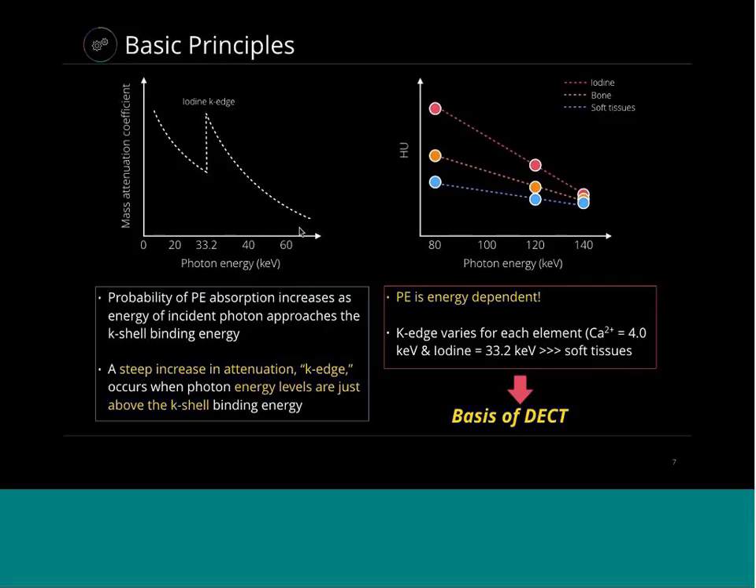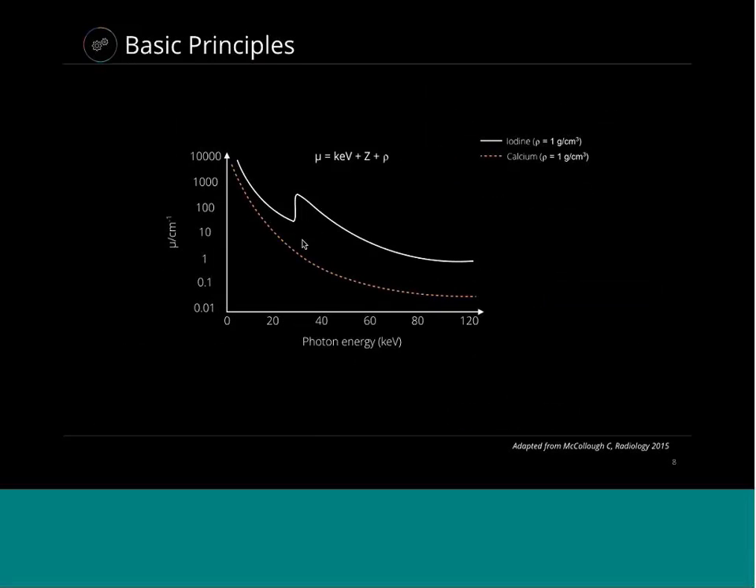But what this shows is that the photoelectric effect is energy dependent, and the K-edge for each element varies. So because the attenuation, which is primarily by photoelectric effect, varies based on the energy that you use, and because the energy, or the K-edge, is also variable based on the atomic number, i.e. calcium's 4, iodine's 33.2, this forms the basis of dual energy CT. So just a little physics about how you get dual energy CT and what the physics are behind it.